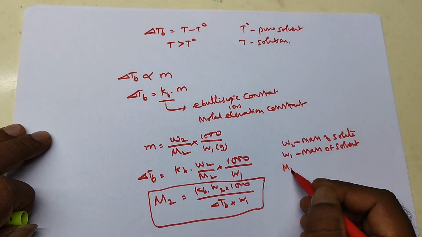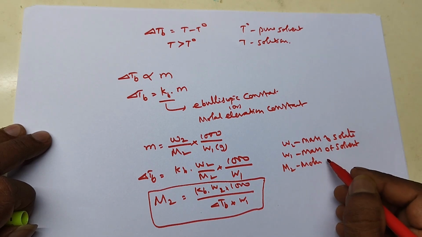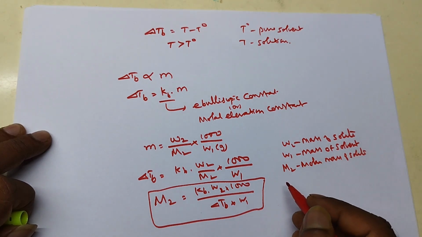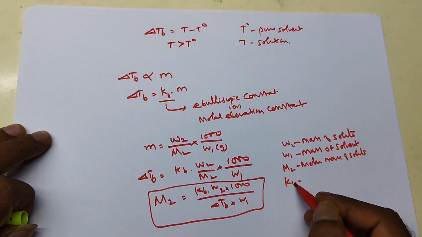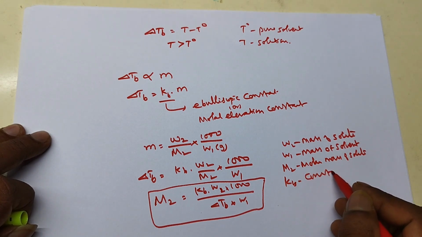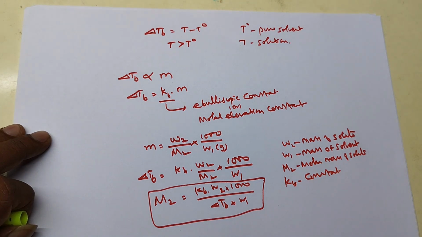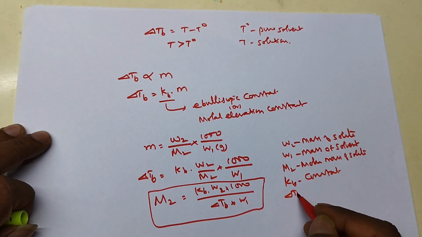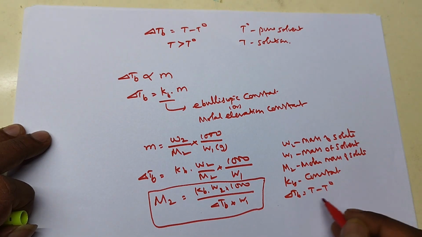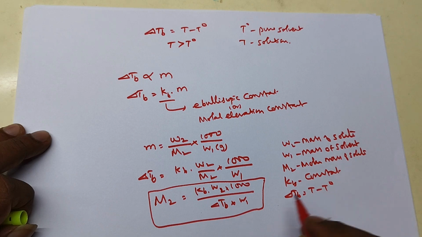Now what is M2? Molecular mass or molar mass of a solute. And what is Kb? It is a molar elevation constant, or ebullioscopic constant. The delta TB is nothing but T minus T naught, or the difference between the pure solvent and the solution boiling points. That's all. If you know all these things, we can find out the molar mass of a solute.